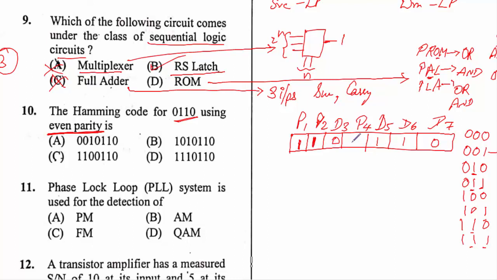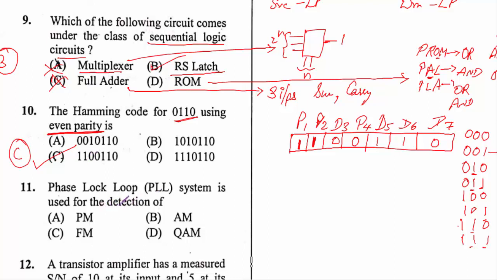In order to calculate P4, you have to go for 4, 5, 6, 7. So go for 5, 6, 7. You are having an even number of ones. So P4 should be 0. The data stream should be 1100 followed by 110. Nothing but option C is going to follow.